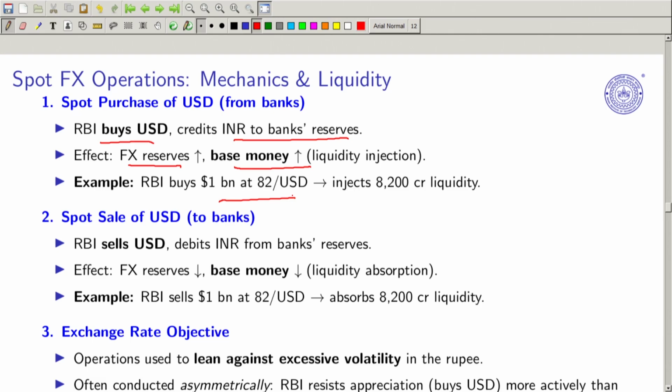A spot sale of USD to banks means that RBI sells USD, and this reduces money, absorbing the liquidity. This is what they do when they see a foreign inflow kind of situation. A spot operation is like this, that they will be buying immediately.